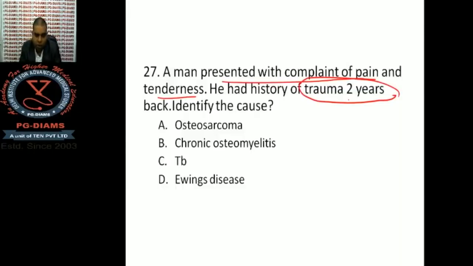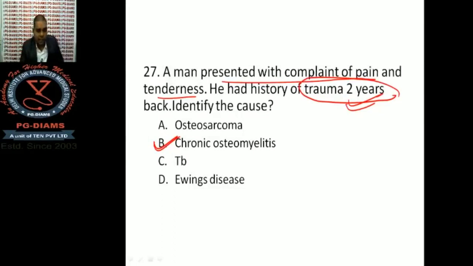See, in this X-ray, you will be able to appreciate this darker region here. This darker region is present in the medullary region of the bone, not in the peripheral region. This darker region is present in the central part. And the trauma is of 2 years back. So this X-ray is suggestive of chronic osteomyelitis.